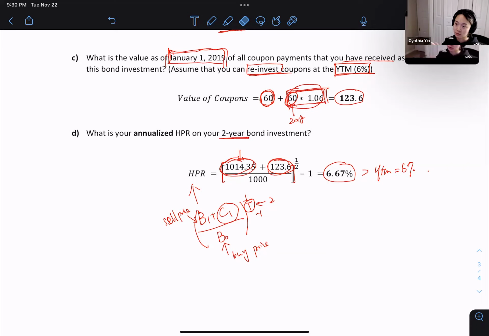Okay, so I just try to link it to the slide, how it is related, because I might ask you some qualitative questions in the final exam.